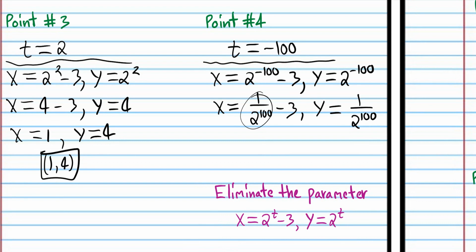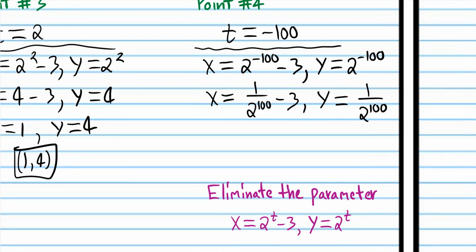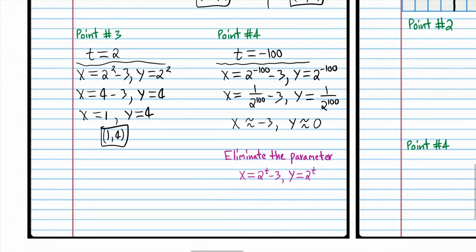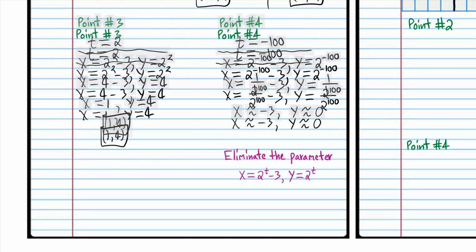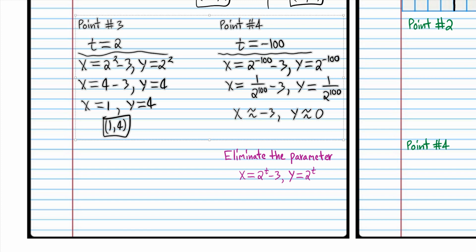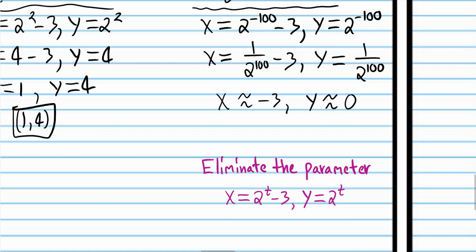Now these values are really, really close to 0. In fact, you can just assume that they are 0. So this x value is going to be approximately 3, and this y value is going to be approximately 0. So again, those are only approximate values. So the point is going to be approximately 3 and approximately 0. I'm going to write approximately equal to symbols there.